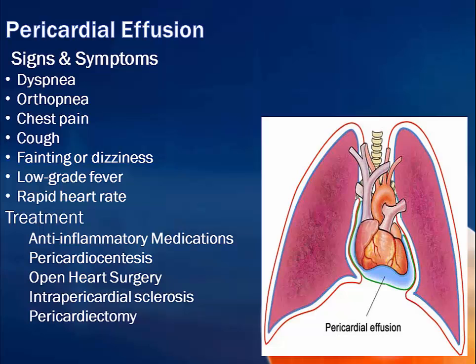Intrapericardial sclerosis is a procedure where a solution is injected into the space between the two layers of the pericardium that essentially seals the layers together. This procedure is usually used if they have a recurring pericardial effusion or if the effusion is caused by cancer.